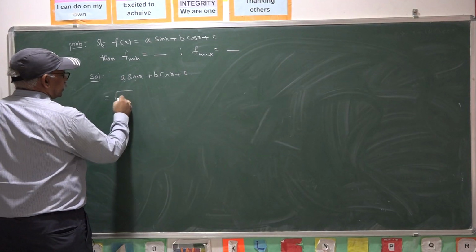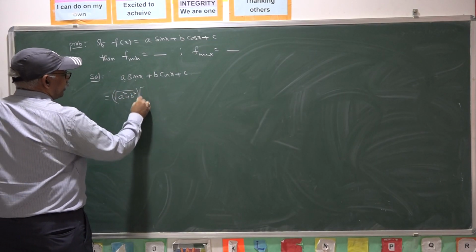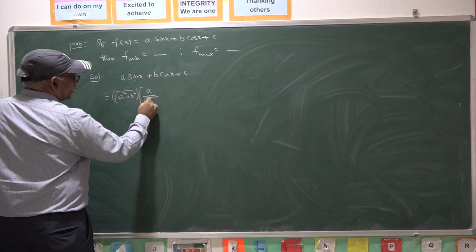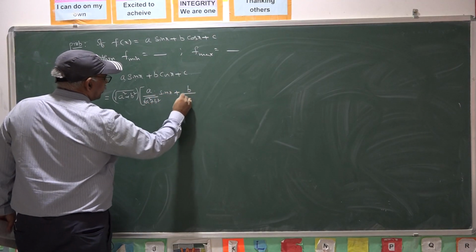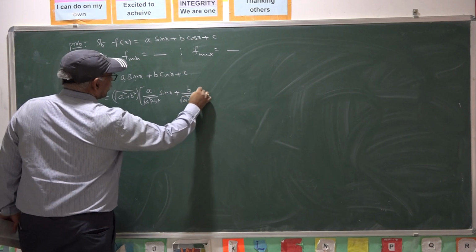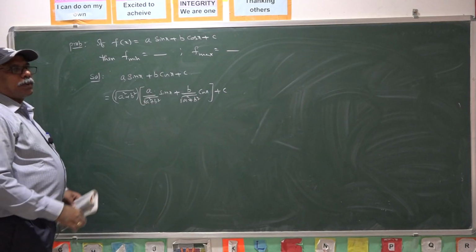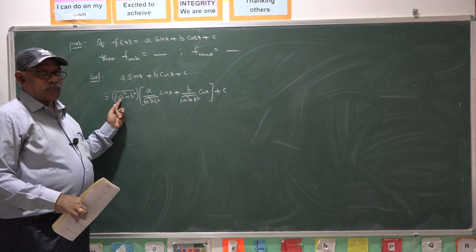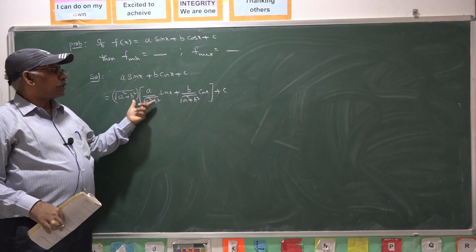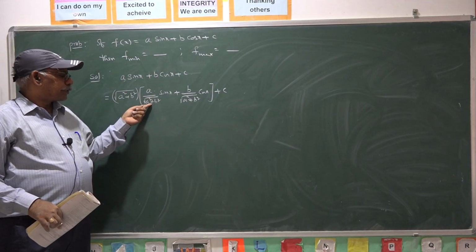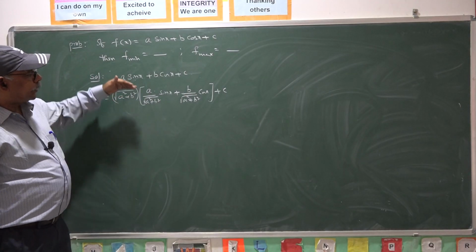This is the square root of a square plus b square into a by root over a square plus b square sin x plus b by root over a square plus b square cos x plus c. Just these two terms are multiplying and dividing with root a square plus b square. Thus these two terms are divided with root a square plus b square, at the same time multiplying the same with root a square plus b square. We get this one.